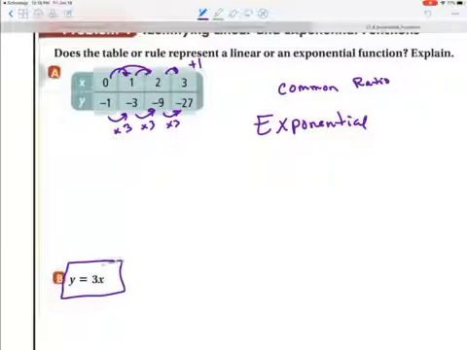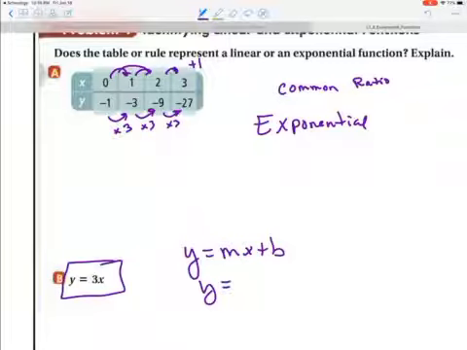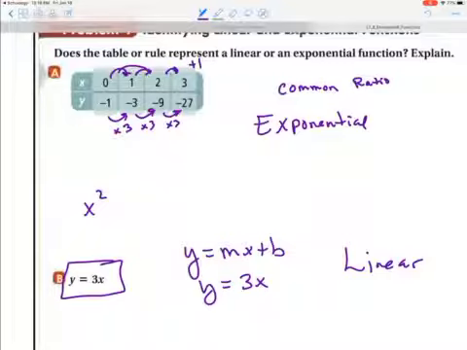Let's look at this equation. Because this equation is like the form y equals mx plus b, where my slope is 3, this is linear. If it were exponential, I would have an exponent up here. And we do not have that. We do not have an exponential function.